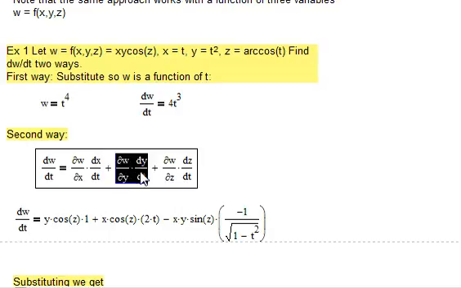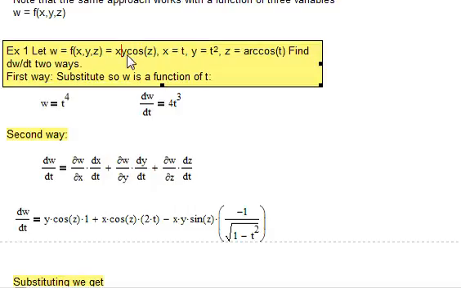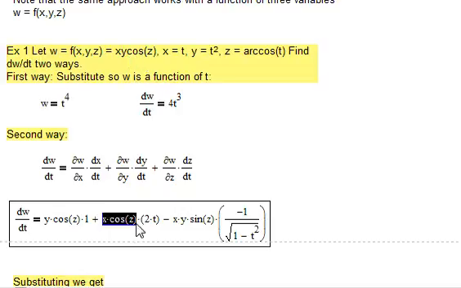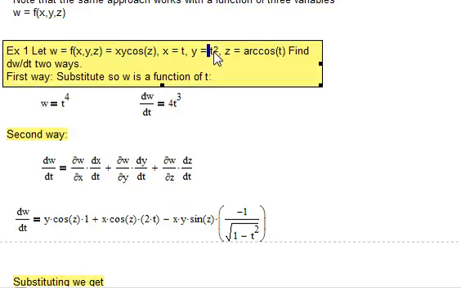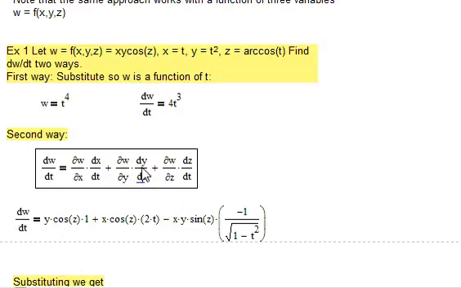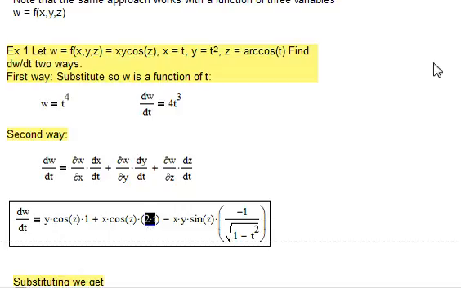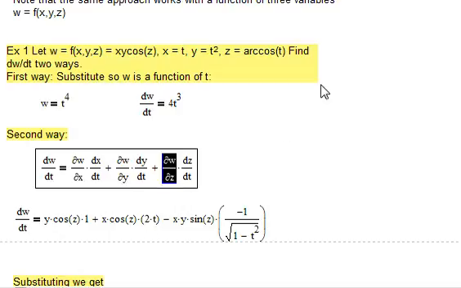The partial of w with respect to y: again, x and cosine of z are constants, and they're multiplying y, so we get just x times cosine z, times the derivative of y with respect to t, so that would be 2t, and then plus the partial of w with respect to z. Well, that's where we're going to actually have something go on here.